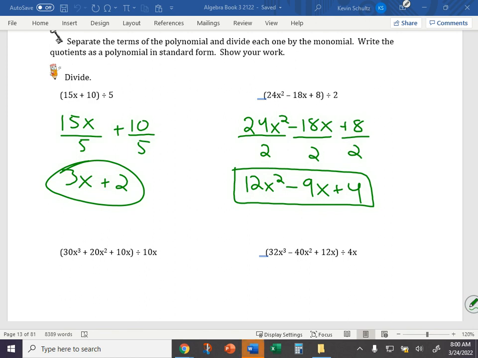Okay? Things get a little more difficult on this next page, so let's flip over to that, as long as there are no questions here.